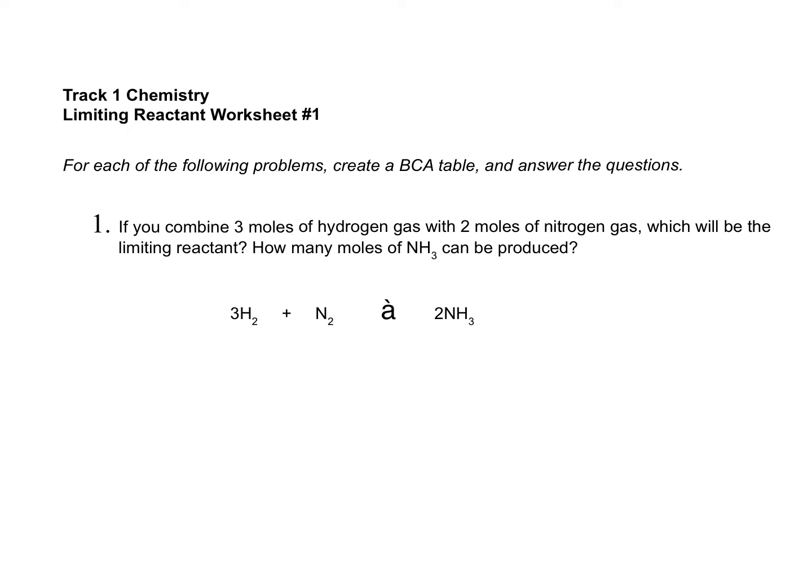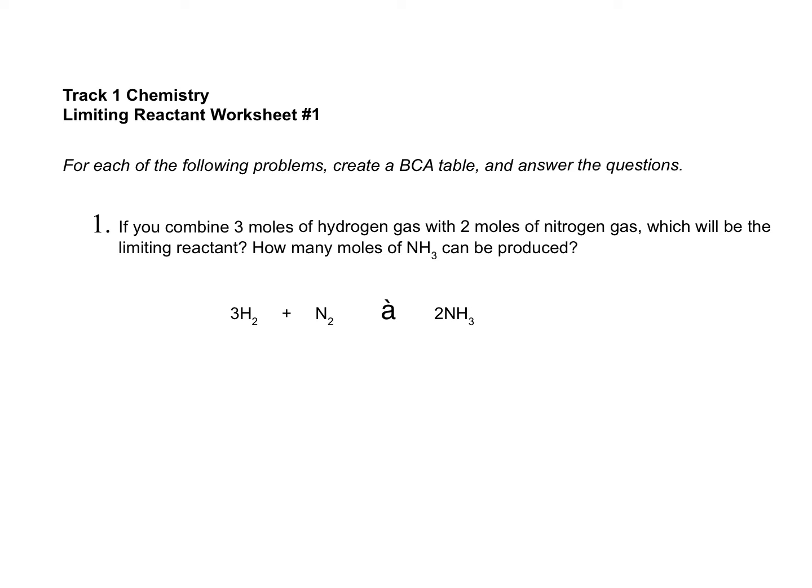Well, now it's not going to be as obvious, okay? Now we're going to be given a couple of quantities of reactants, and we're going to have to decide which one is the limiting reactant, because the amount of stuff that we can make in a reaction is limited by the limiting reactant. Okay, so let's start with this first problem.